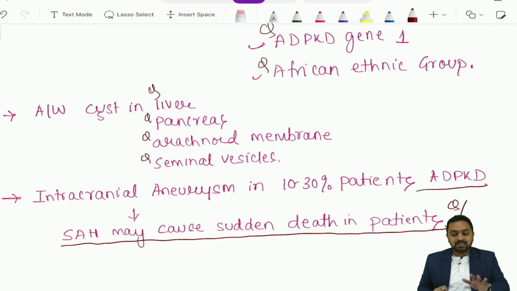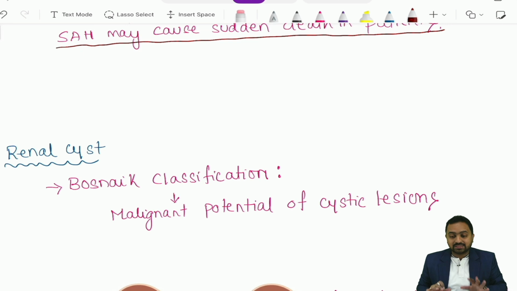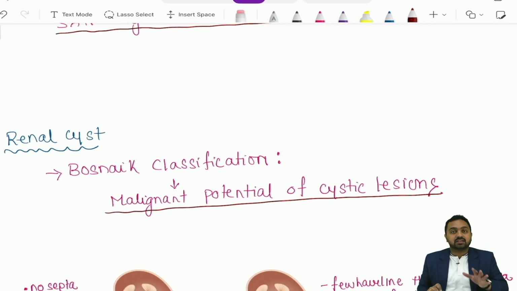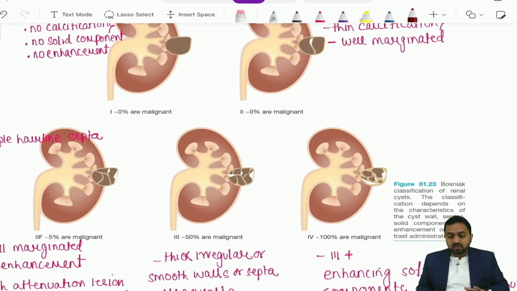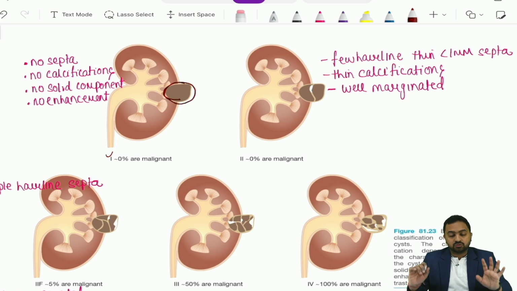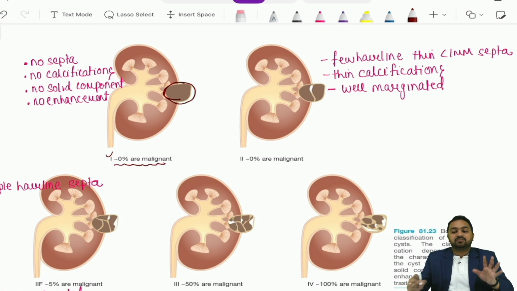dominant polycystic kidney disease. Now moving on to the next renal cyst topic, which is the Bosniak cyst classification. Now this is on the basis of the malignant potential of the cystic lesion. So all I would want you to remember are a few particular points with respect to renal cysts. So if you look at the first image, this is the simple cyst over here. It has no septa, no calcifications, no solid components, no enhancement, right?